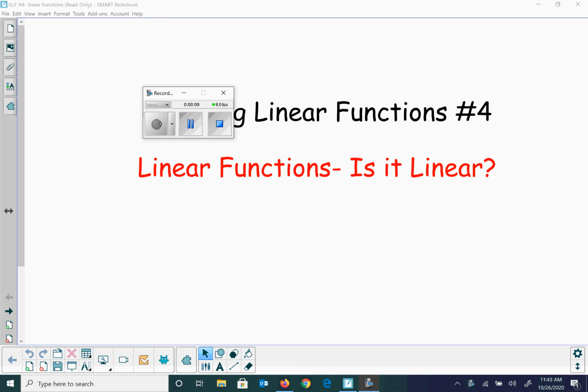So go ahead and do the odds on number 3. It's just like number 2. And we'll do the evens in class. So make sure you bring that to class.